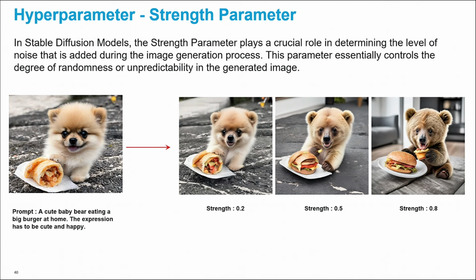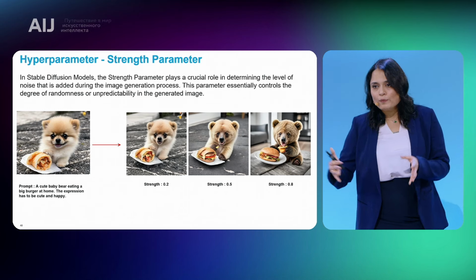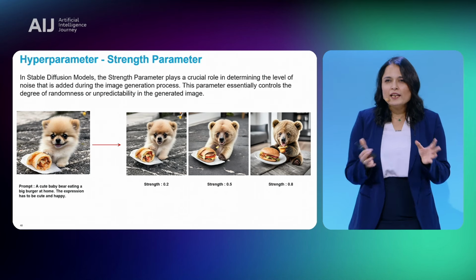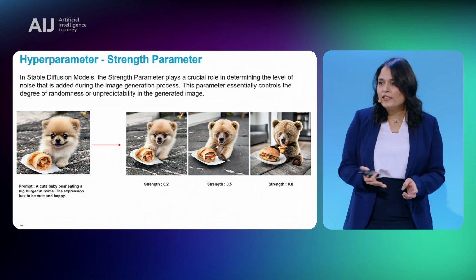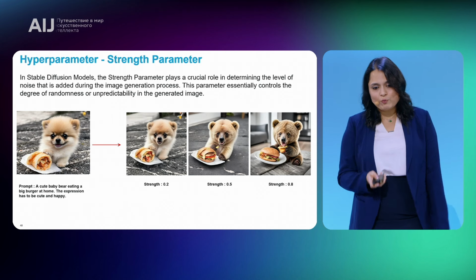So if you look over here, we have this prompt of a cute baby bear eating a burger at home. Now, the higher the strength parameter, which basically means the more noise, you can see that the output is more random. It doesn't follow the prompt. So you have to decide how creative we want to be. And the ideal value for a strength parameter would be somewhere between 0.4 and 0.6.